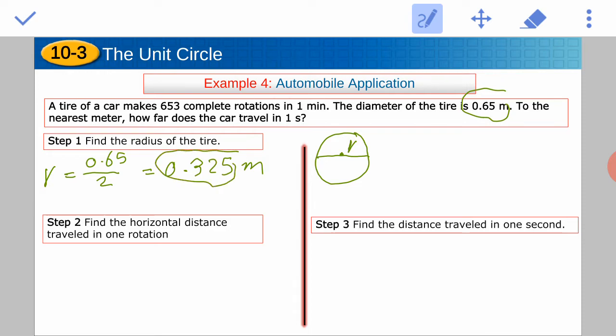And now, guys, back to the problem. The diameter of the tire is equal to 0.65 meters. To the nearest meter, how far does the car travel in 1 second? Guys, we're looking for the horizontal distance the car travels in 1 second. So my strategy is to find this horizontal distance by finding the arc length of the whole tire. The arc length of the whole tire can be found using the formula S equals r times theta.